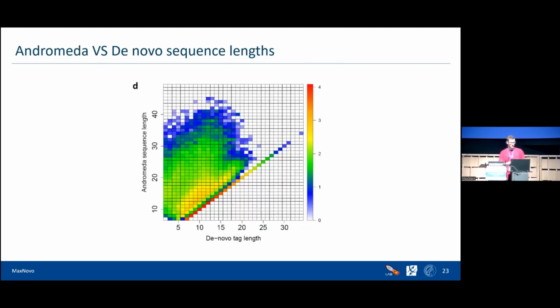We also plotted Andromeda versus the de novo sequence length that we get. Even though there are areas where they do not agree, and de novo has a shorter tag length than Andromeda, which I partially explained the reasons for previously, most of the values are dominated by this diagonal where the Andromeda sequence and the de novo sequence agree, and this corresponds to full-length sequences.